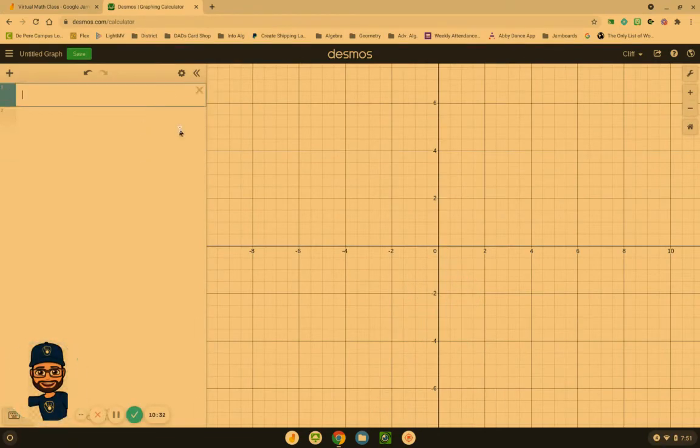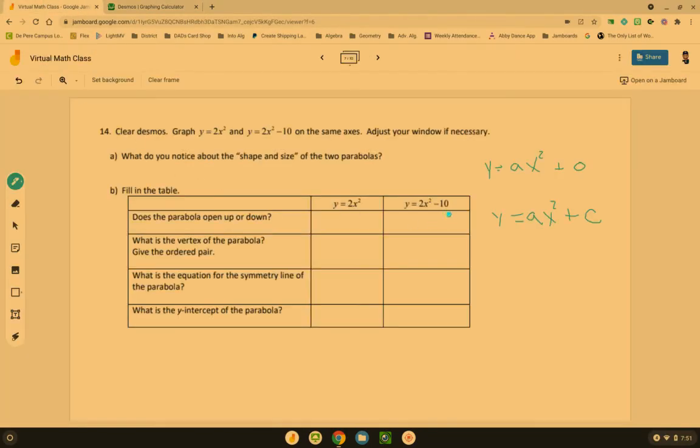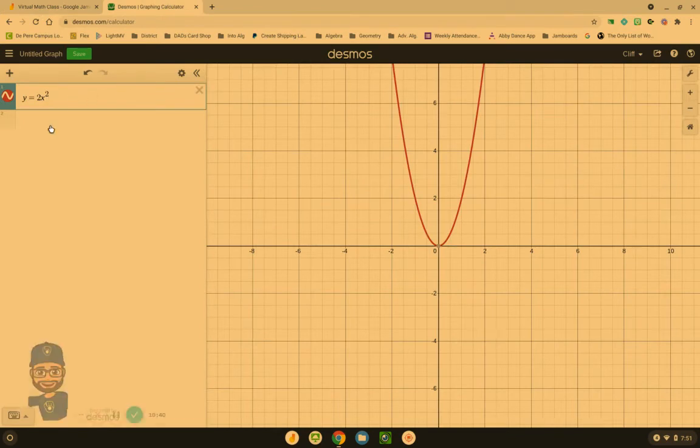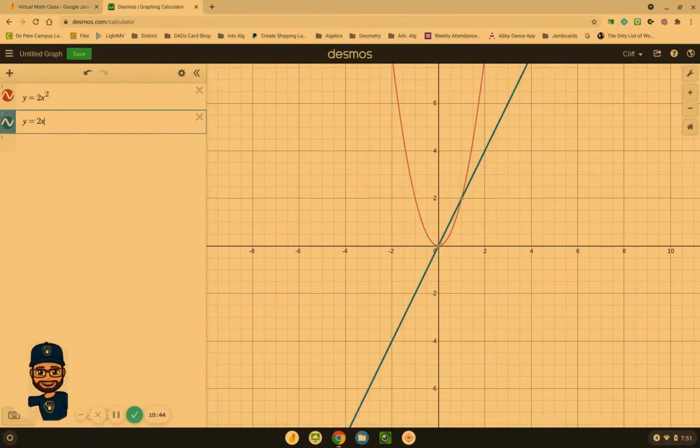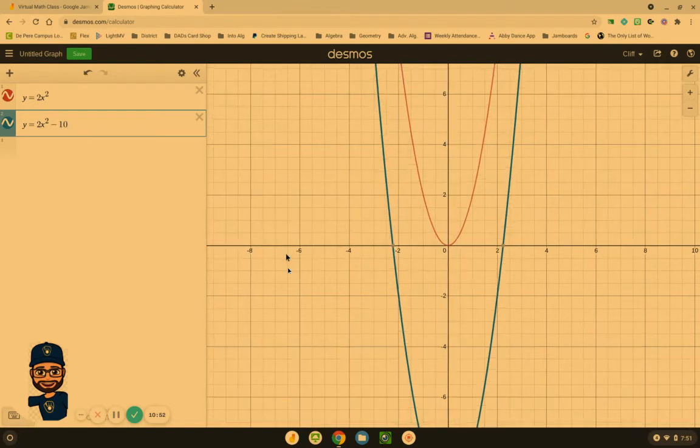y equals 2x squared. There's my first one. And then it wanted me to subtract 10. Pay very close attention. 2x squared, if I could type, minus 10. Whoa, it even went off my charts a little bit.